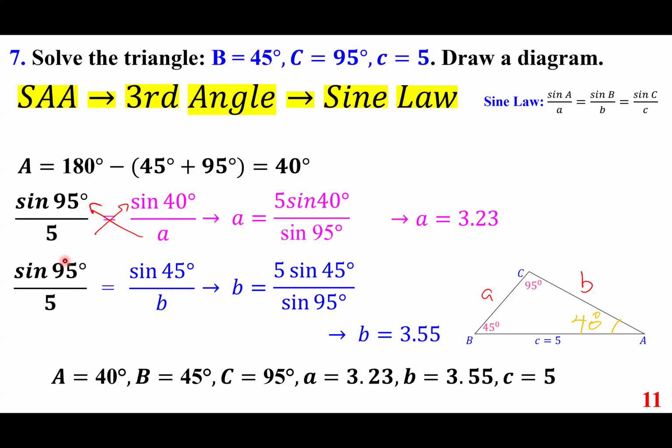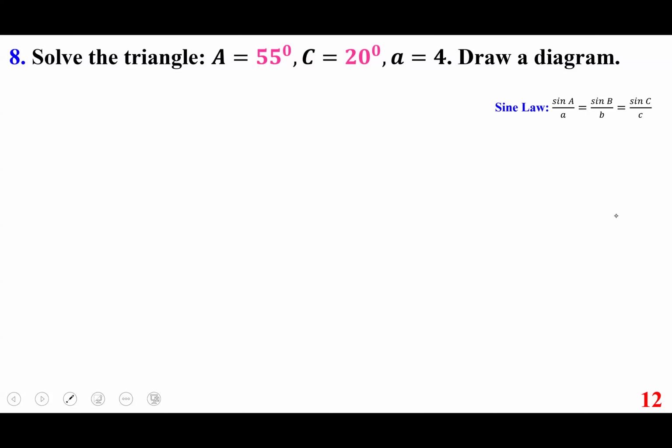Again, pretty straightforward, everybody. I like to write this summary. It's up to you if you want to write this or not. This summary has everything. So A is 40 degrees, lowercase a is 3.2, and lowercase b is 3.5. So those are the answers.